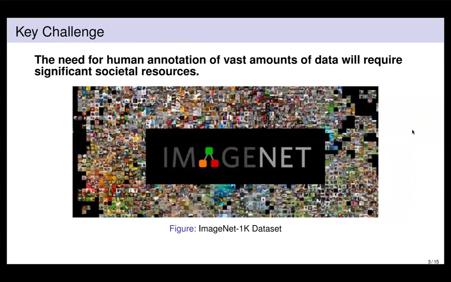However, we are facing the key challenge that the need for human annotation of vast amounts of data will require significant social resources. For example, for the ImageNet 1,000 dataset, we need many human workers to give it the labels or targets. So it will consume a huge amount of social resources.